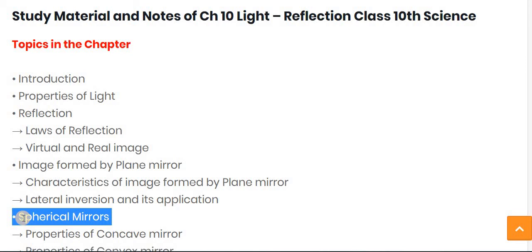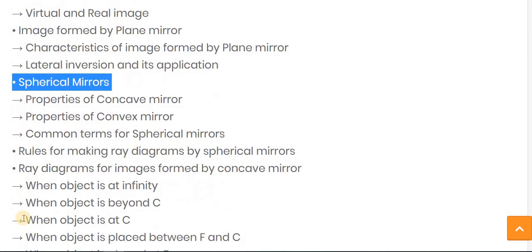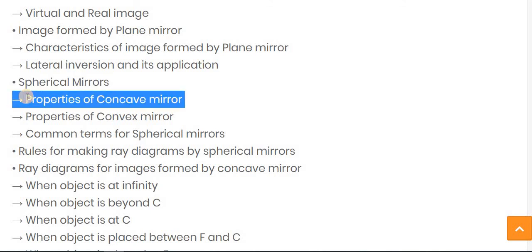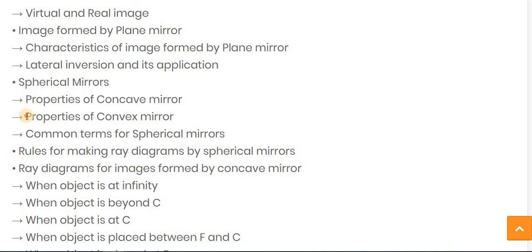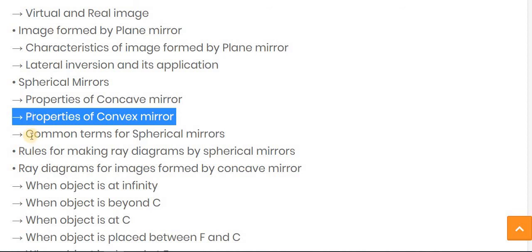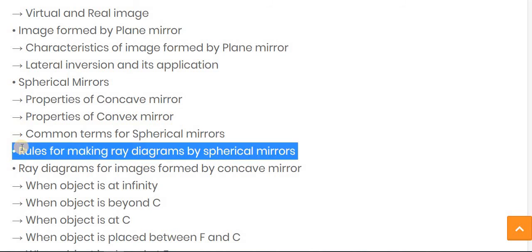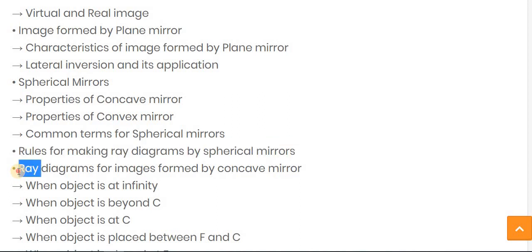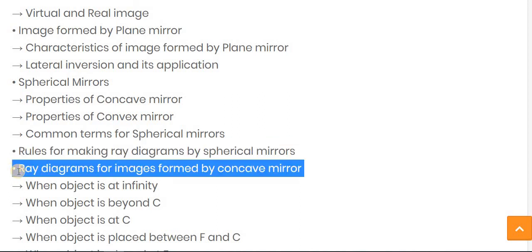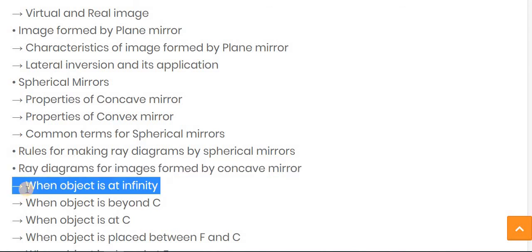lateral inversion and its application, then after that spherical mirror, in that properties of the concave mirror, then the properties of the convex mirror, common terms for the spherical mirrors, rules for making a ray diagram by the spherical mirrors, ray diagram for image formed by the concave mirror, and then some conditions are given.